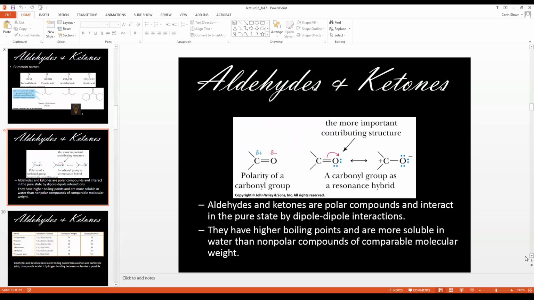And then what really matters for us is we're starting to think about how structure determines function. We're looking at aldehydes and ketones as polar compounds that interact through dipole-dipole interaction. So the carbon has a partial positive charge, the oxygen has a partial negative charge. That means these are going to be compounds that have higher boiling points and are more soluble in water than nonpolar compounds of a comparable molecular weight.